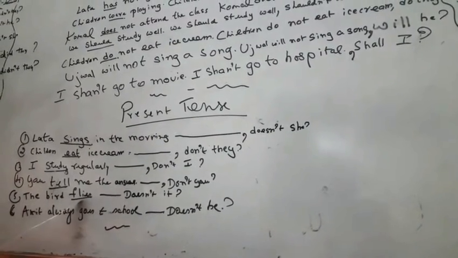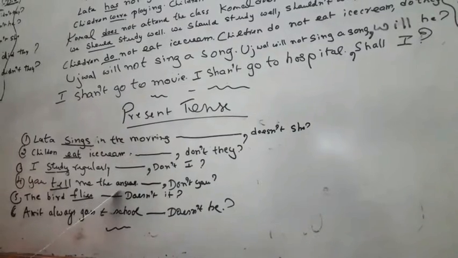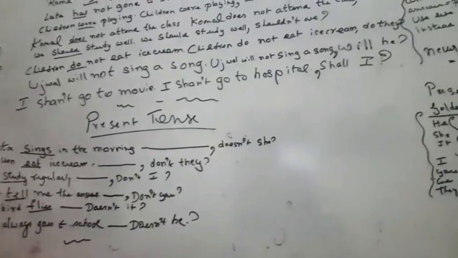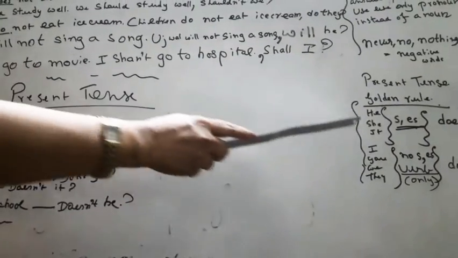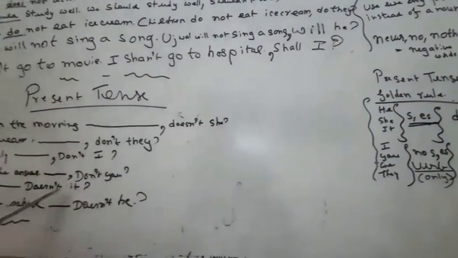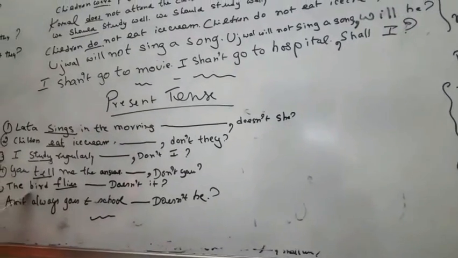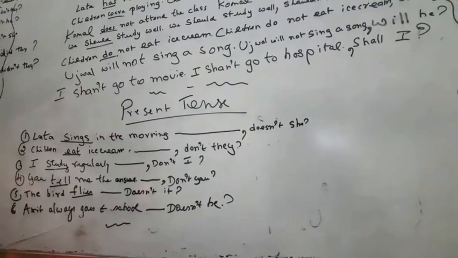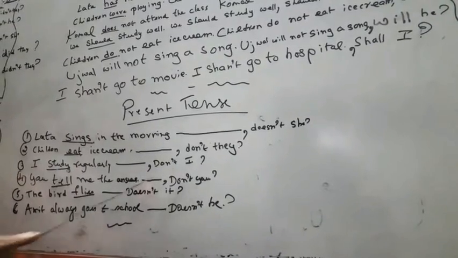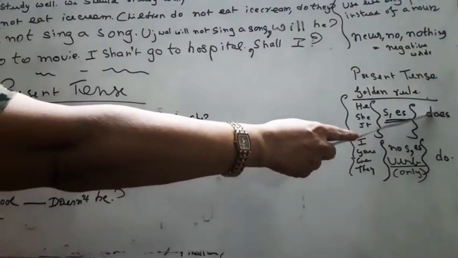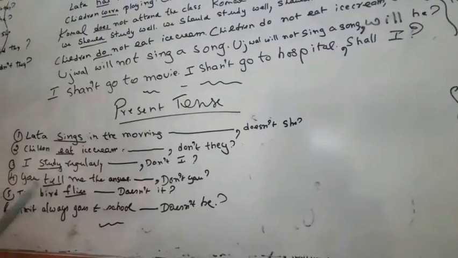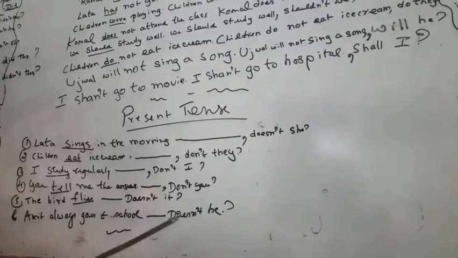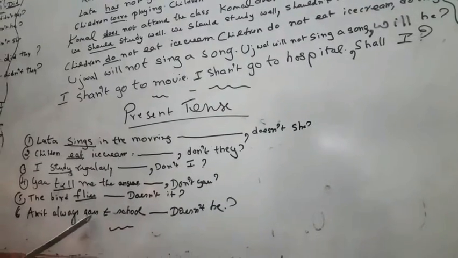The bird flies. Now the bird, it means it. If it comes, does. So, doesn't it. Amit always goes to school. Now he, does. So, Amit always goes to school. The sentence is positive. So you have to write doesn't he.